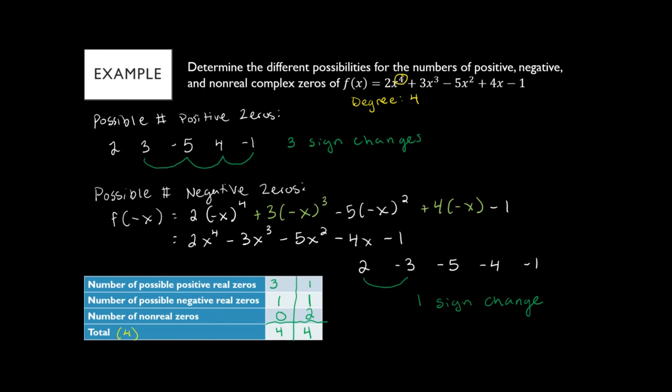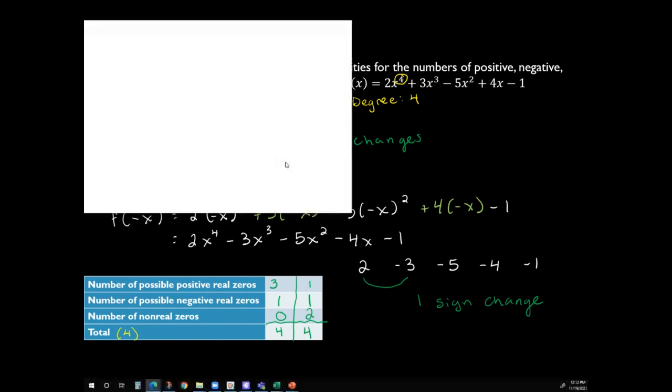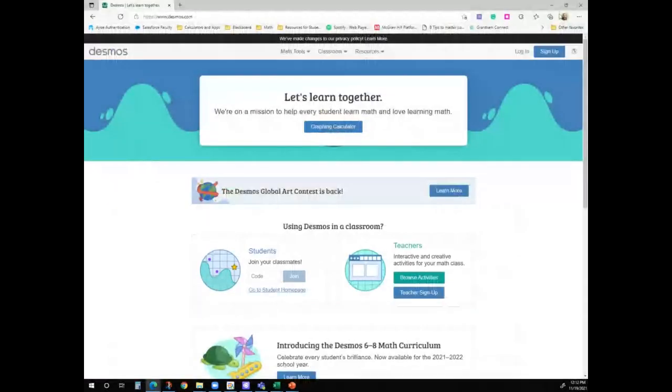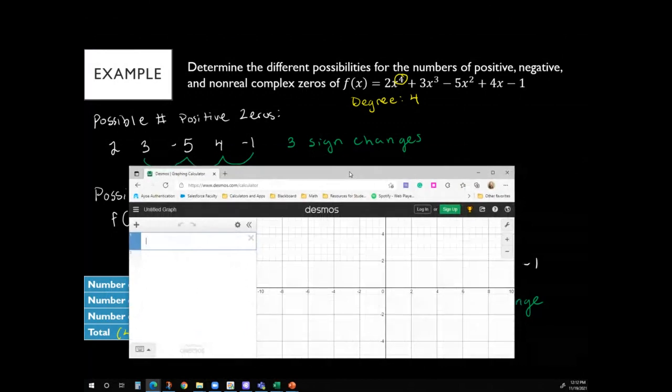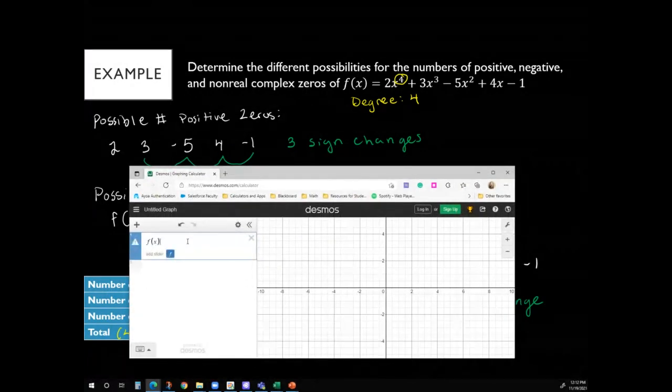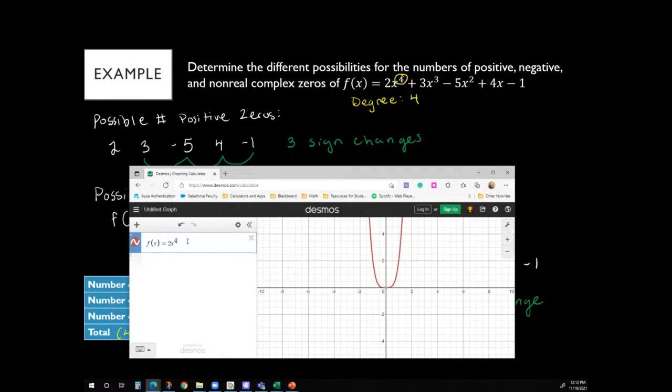I'm going to bring up Gizmos, and we're going to graph this function here, because zeros are related to x-intercepts. The positive and the negative zeros are x-intercepts, and then the complex won't show up. So I'm going to put in our function: f of x equals 2x to the 4th plus 3x to the 3rd minus 5x squared plus 4x minus 1.